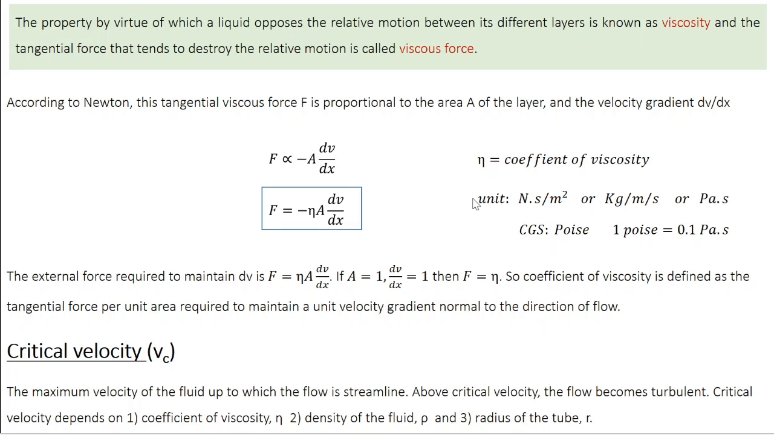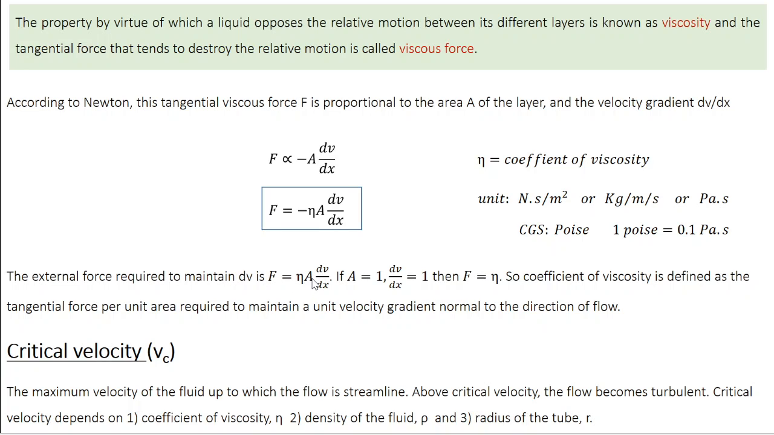Now, how do you define the coefficient of viscosity? Remember, for a liquid flow to happen, you need to overcome this resistive force by virtue of an external force, right? So if your resistive force is negative, then your external force is going to be positive, right? So imagine the external force required to maintain the velocity gradient dV is F is equal to eta A dV by dx. So the difference is that in the case of viscous force, you have a negative sign because it's a resistive force, whereas external force is in the direction of the flow, so you have a positive sign here.